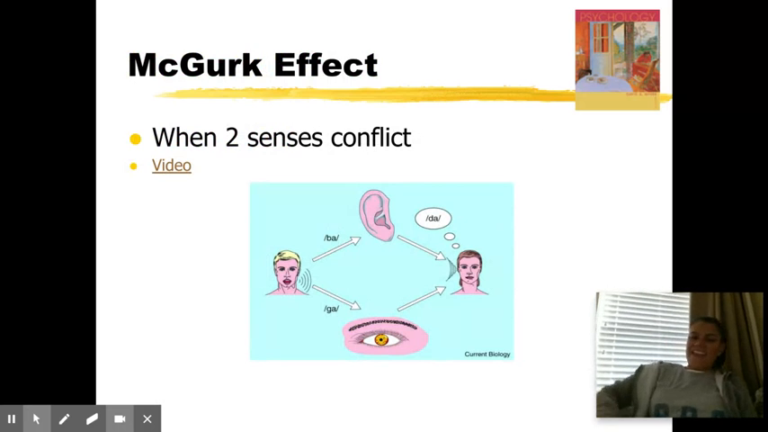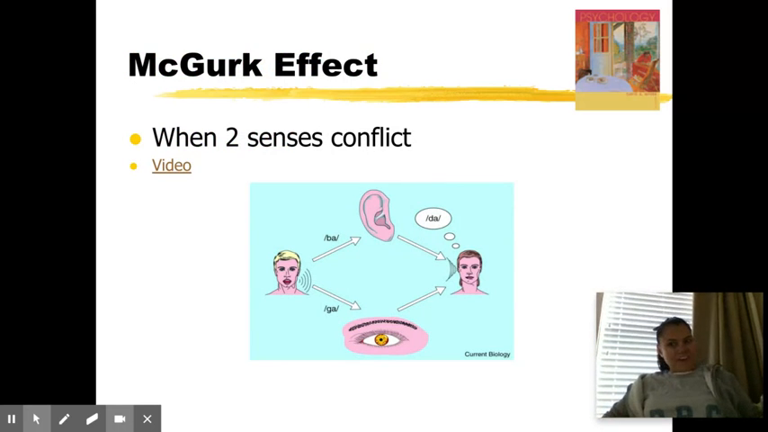The last slide is talking about something called the McGurk effect. And I feel like the video that I have is going to explain it much better than I can explain it. And some of you have probably seen some of these viral things about the McGurk effect. And now you'll have a vocabulary term to describe what it is that some of these viral things are testing you. So the McGurk effect is when two senses conflict. I highly suggest you watch this video in order to understand the McGurk effect.